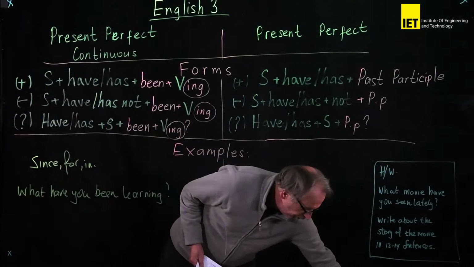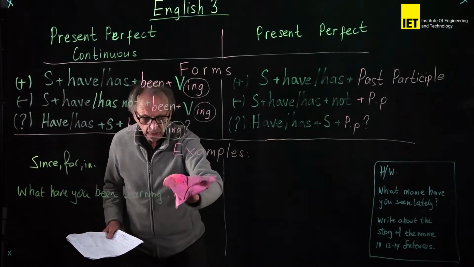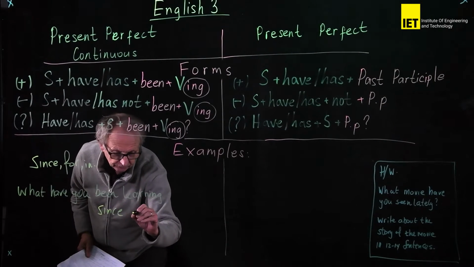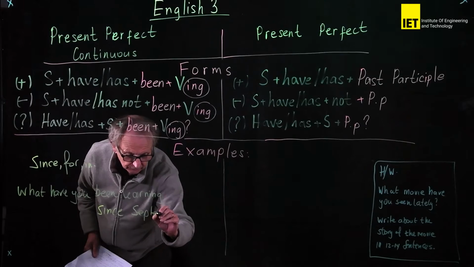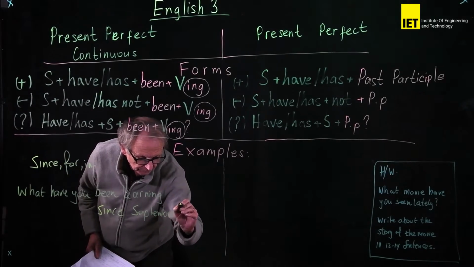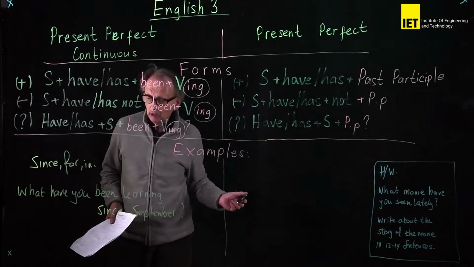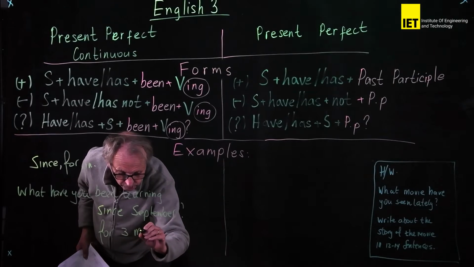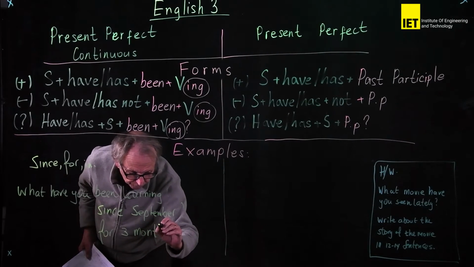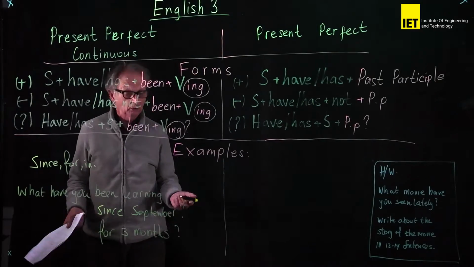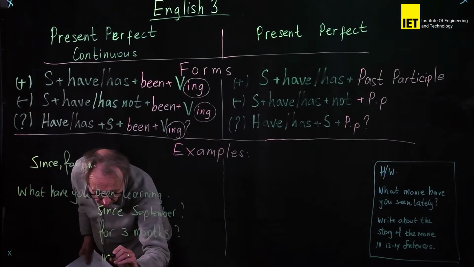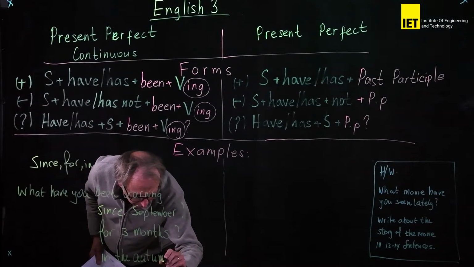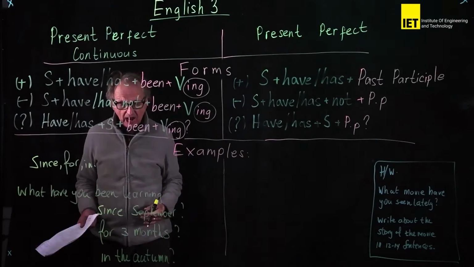You could add on to that if you want to. What have you been learning? You could say since September. You can give a time if you want to. In September I started learning this English, and I still. Or what have you been learning for 3 months? You want to give some sort of length of time you have been learning. Or what have you been learning in the autumn? We're in autumn. It's just about winter at the moment. What have you been learning in a specific time of the year?